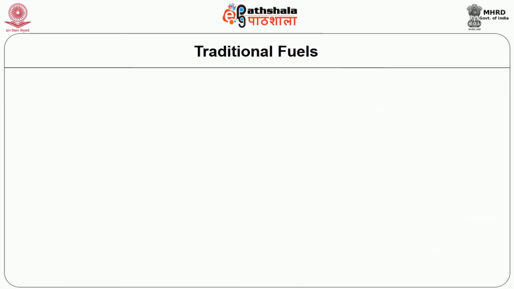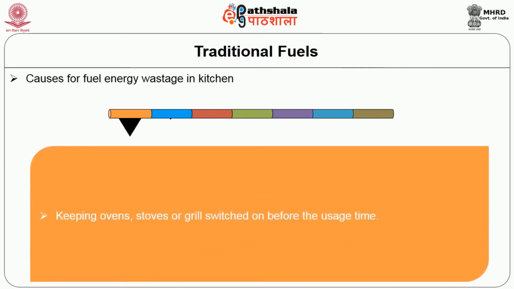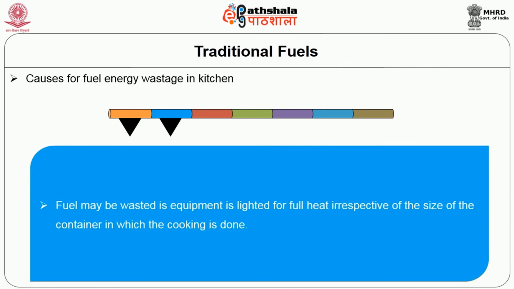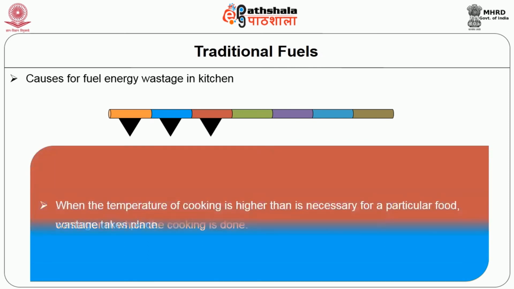Maximizing use of fuel resources requires a golden rule of switching on and saving, and switching off wastages, to be followed to the letter. Causes for fuel energy wastage in the kitchen are keeping ovens, stoves or grills switched on before the usage time. Fuel may be wasted in equipment if lighted for full heat irrespective of the size of the container in which the cooking is done. When the temperature of cooking is higher than is necessary for a particular food, wastage takes place.